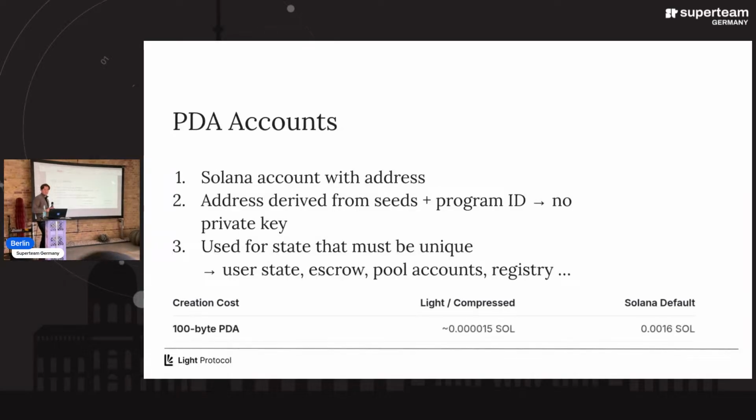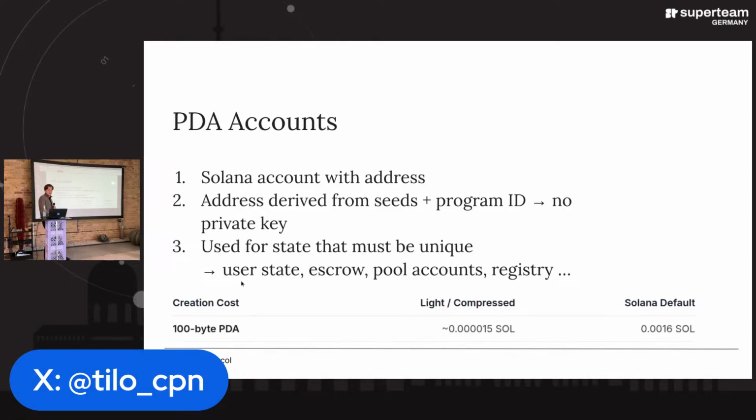Now, since we know that accounts cost rent exemption, there's also the creation cost at the beginning, and there are many accounts that just scale with the amount of users you have. Typically, this is a cost that can also be reduced with the ZK compression primitive.